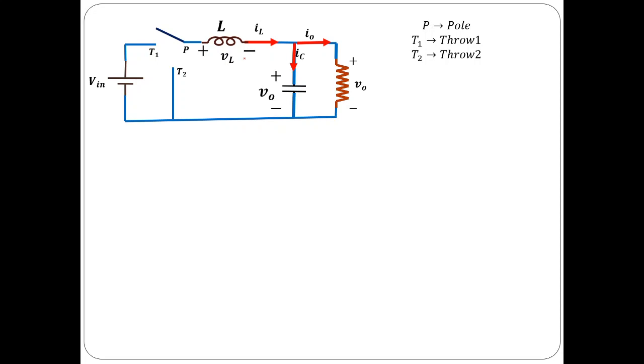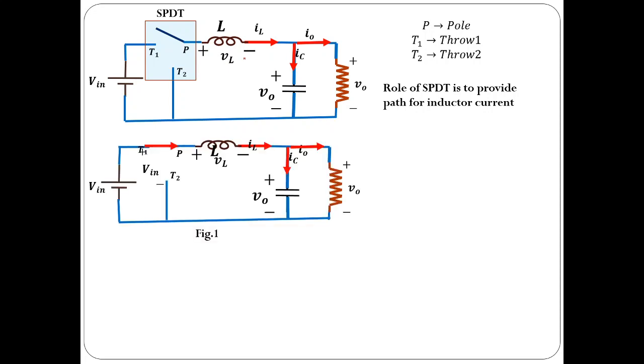So if you use this kind of switch, and let us see how to realize that sometime later, this is the SPDT, single pole double throw switch. The role of this SPDT is to provide a path for the inductor current during the off period of the switch. So how do you realize this? In order to know how to realize it, you should know what kind of switches you need to use between pole and throw 1 and between pole and throw 2 respectively.